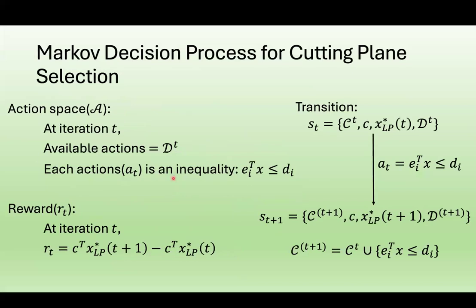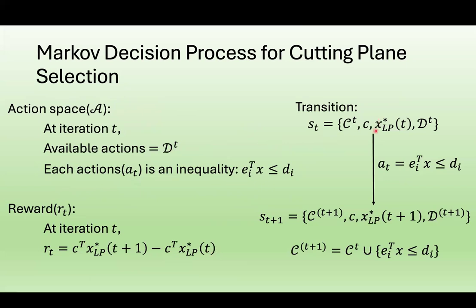Then moving on to the action space. So at Tth iteration, the available actions will be nothing but DT, which is basically the set of all candidate cuts at Tth iteration. And each action AT is basically an inequality EI transpose X less than equal to DI. Now the reward at Tth iteration is given by C transpose X LP star T plus 1 minus C transpose X LP star T, which is basically the difference of the objective function values at T plus 1th iteration and Tth iteration.